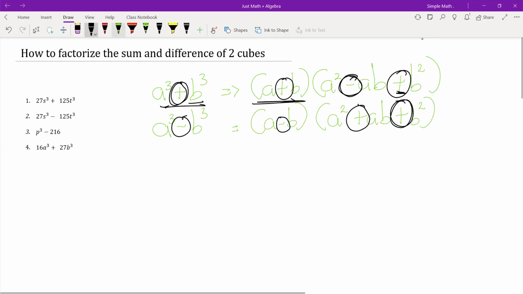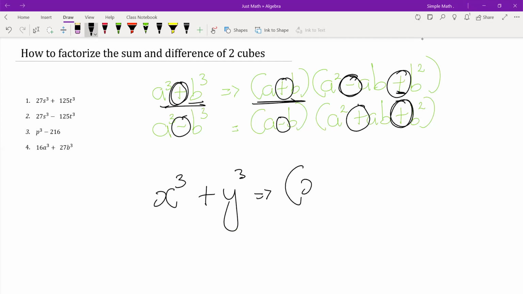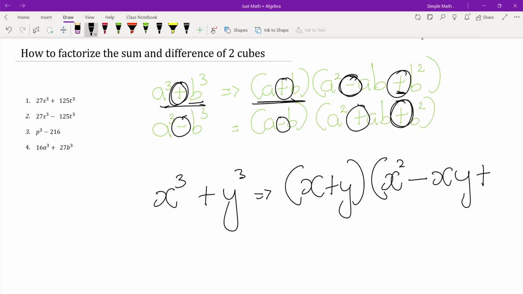All right. So for example, if I'm asked to factorize, let me just use something different now. Let's say x cube plus y cube. The first bracket is going to be x plus y. Now the second bracket is going to be x squared. The next sign is going to be a minus, minus xy, plus, the last sign is always a plus, y squared. So these are the things you can use to help yourself remember it.